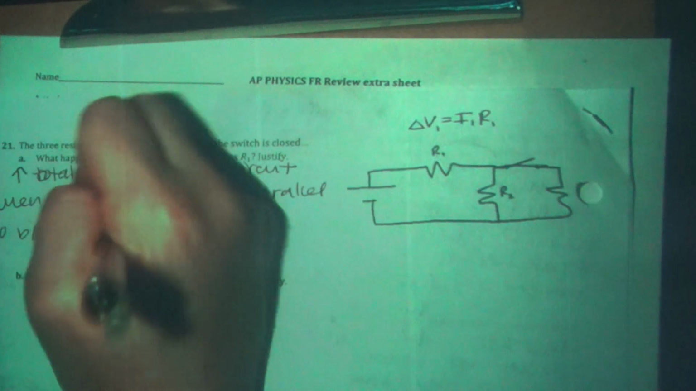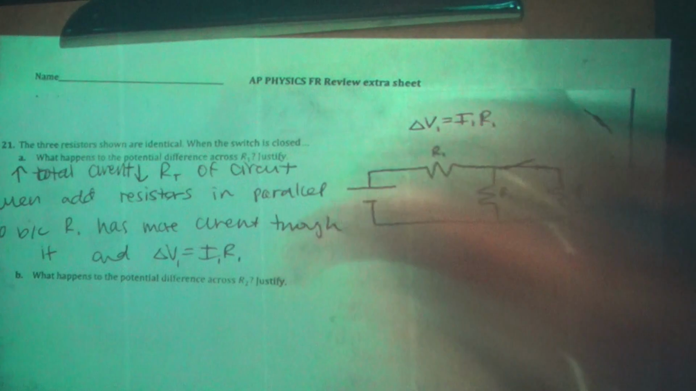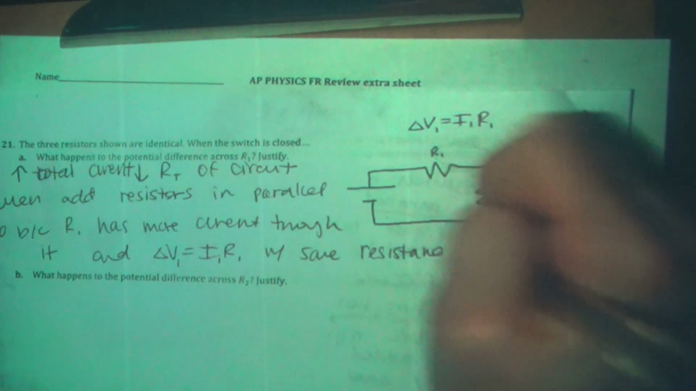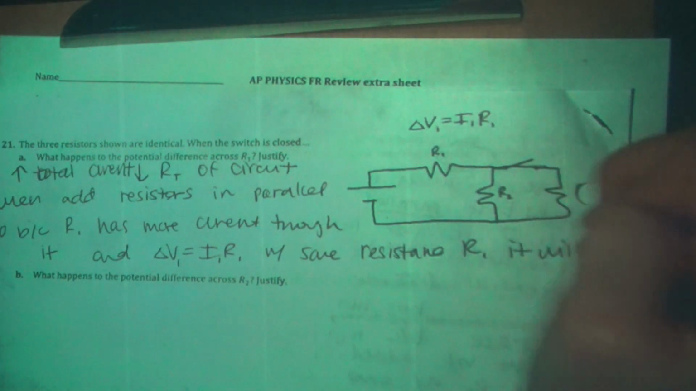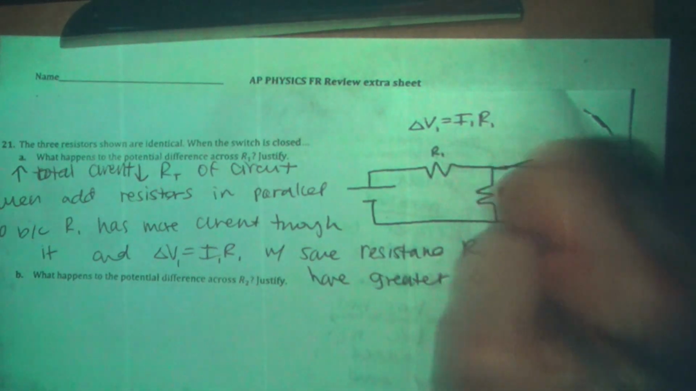So because R1 has more current through it, and voltage drop equals I times R with the same resistance, R1, it will have a greater voltage drop.